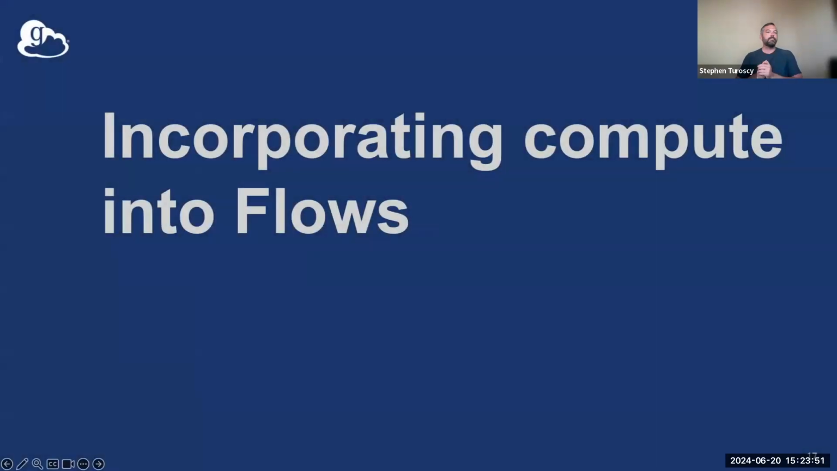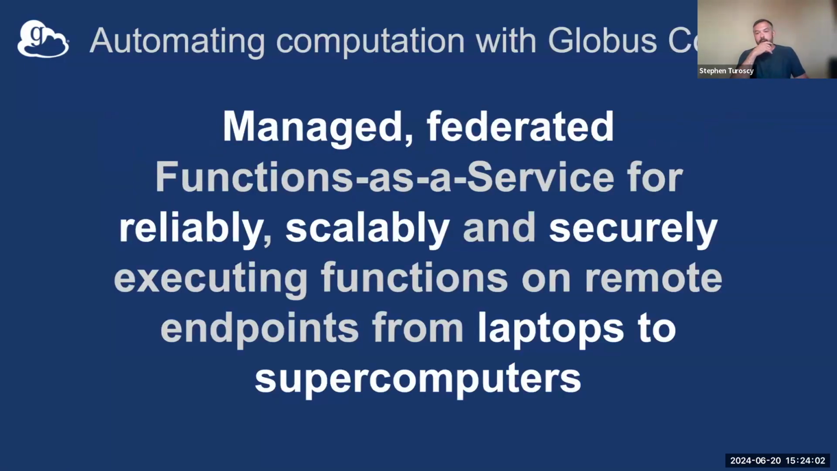So now we're going to talk a little bit about compute and what that looks like and how we might incorporate compute into a Globus flow. What is compute? It is what we used to call FuncX. It's managed federated functions as a service. So you can think of Lambda, I guess, AWS in a way. But wherever you have Globus Compute installed and you have an endpoint designated, you can run any function through that endpoint as part of this service.